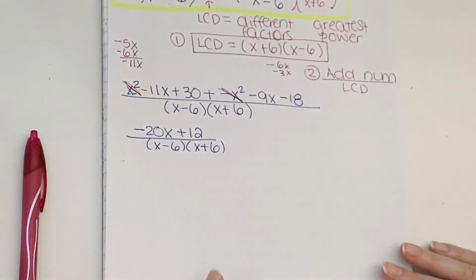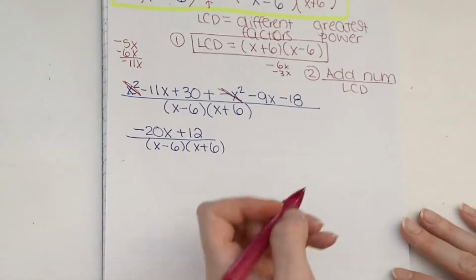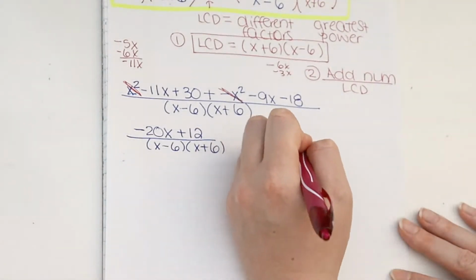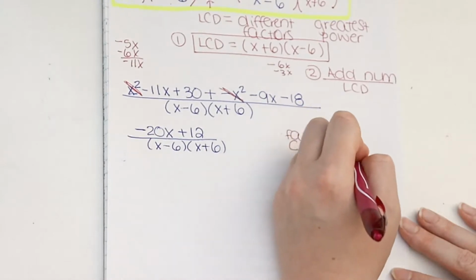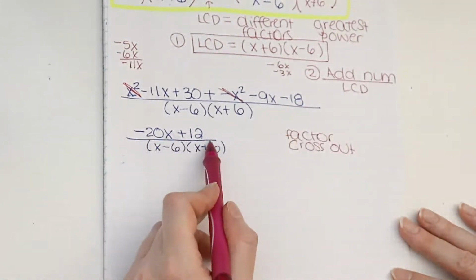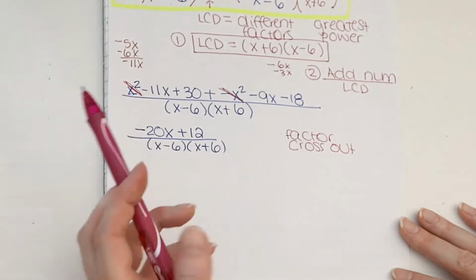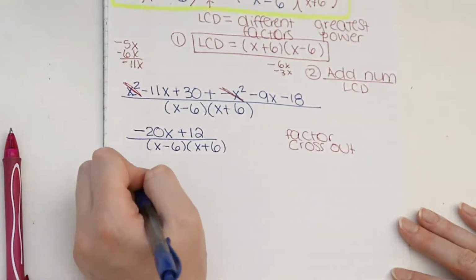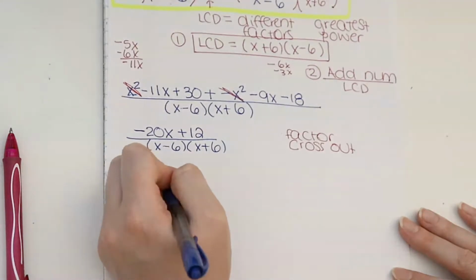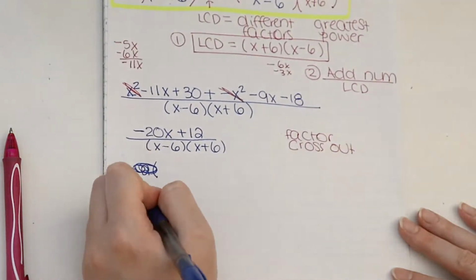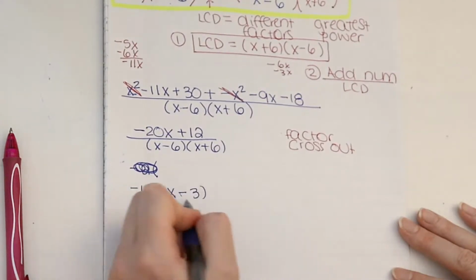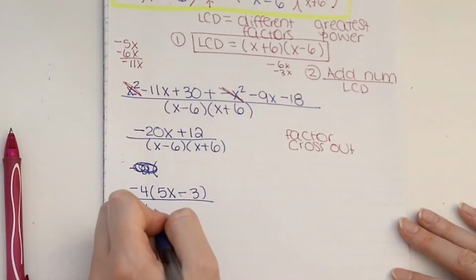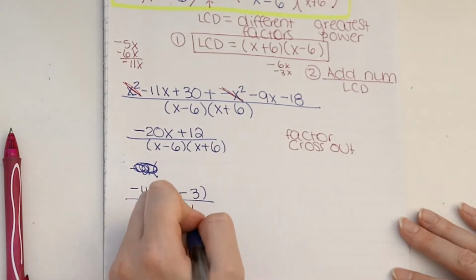Okay. So our last step after we add the numerators, write it over that common denominator, is that we are going to factor and cross out factors. So when you look at factoring negative 20x plus 12, there's only a GCF of negative 2 that you can take out. So you take out that negative 2, and actually there's a GCF of negative 4 that you can take out, and that gives you 5x minus 3 over x minus 6, x plus 6.